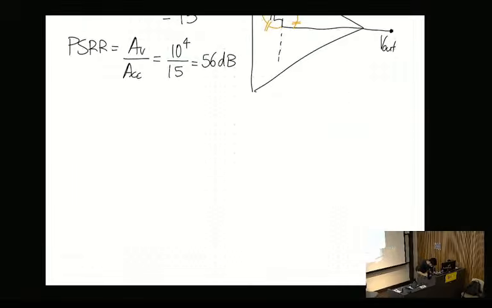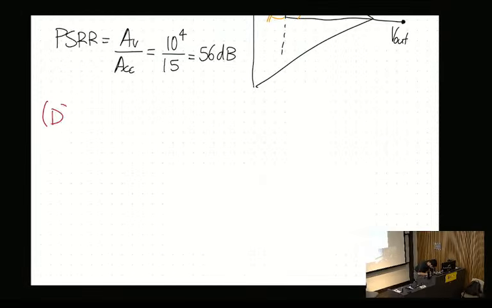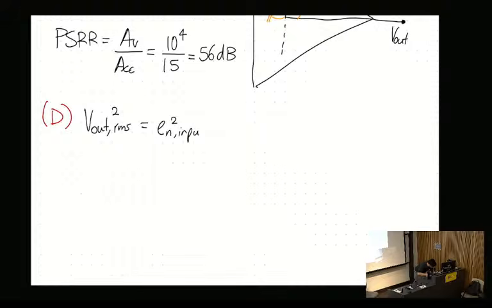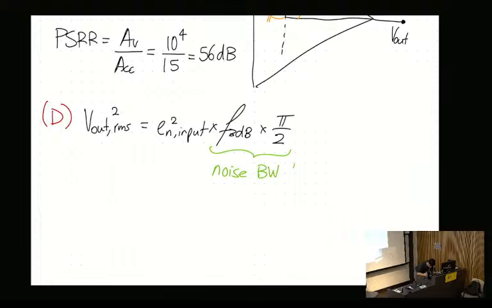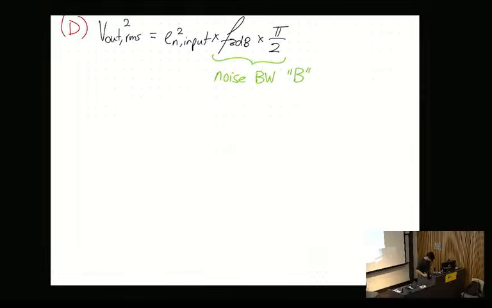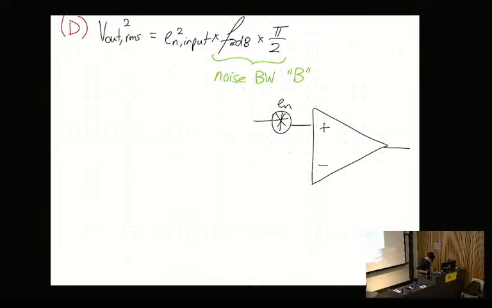So if we look at the formula for noise, and this is white noise, so it's not increasing or decreasing. Formula for noise, the out RMS squared is En squared inputs multiplied by pi on 2. And this thing is the noise bandwidth, which is often referred to as B, like that. Okay, and then, for context, the noise we're looking at is the noise that sits there on the amplifier, En. Okay, so we have our context set up.